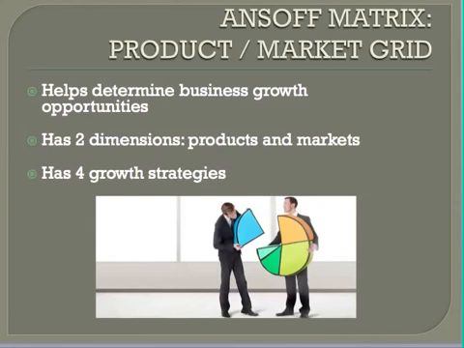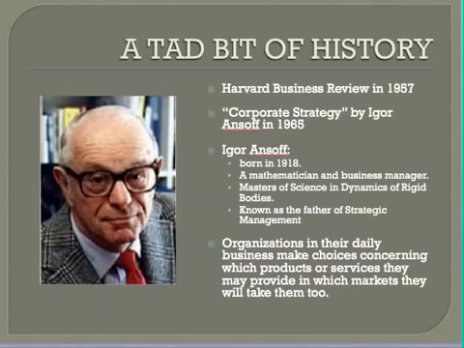Now, let's begin with a tad bit of history. This grid first appeared in the Harvard Business Review in 1957. It was first published in the book Corporate Strategy by Igor Ansoff in 1965. A little history about the author: he was born in 1918, known as the father of strategic management, and had a master of science in dynamics of rigid bodies.